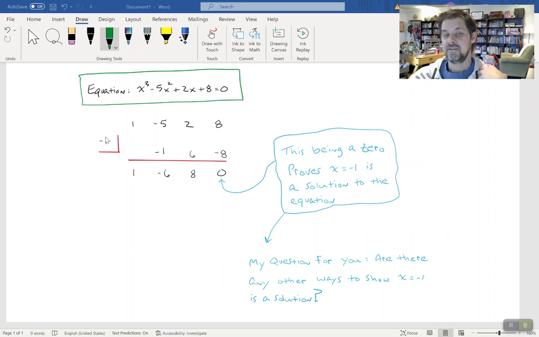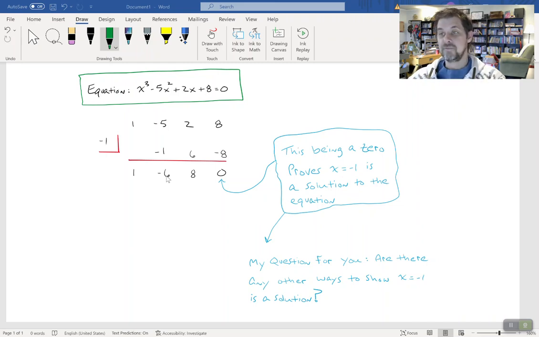Okay? If I put -1 here and I went through the synthetic division process and I didn't get 0 there, then -1, that number you see here, would not be a solution to this equation. But as it is, I got 0. It is a solution to the equation. So that's something that synthetic division can tell us, all right?